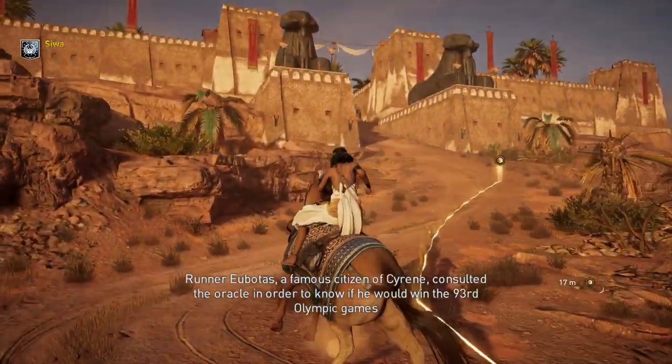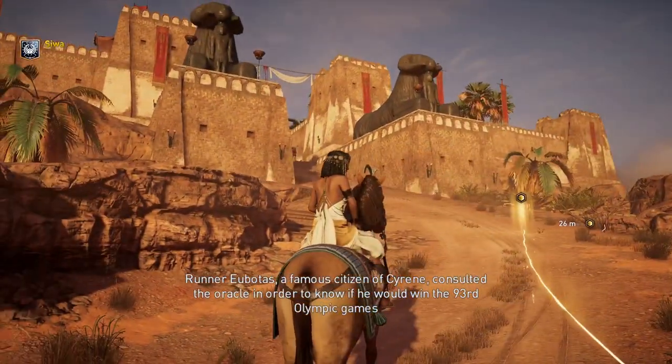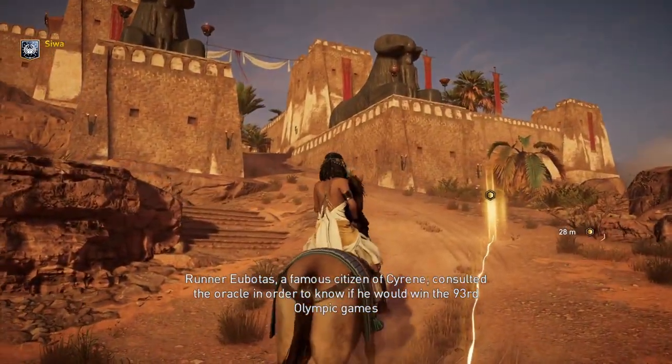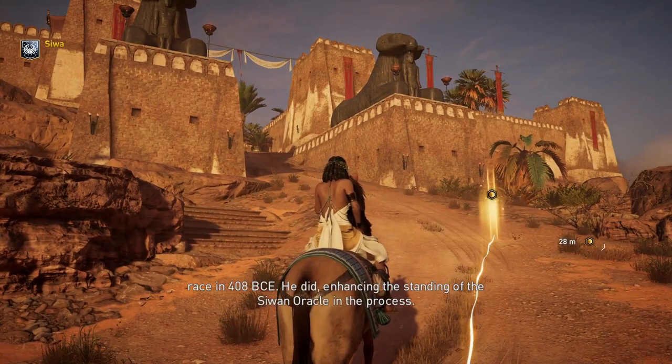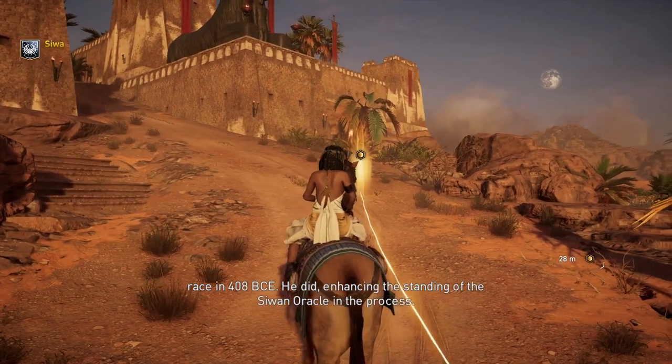Runner Eubotus, a famous citizen of Cyrene, consulted the Oracle in order to know if he would win the 93rd Olympic Games race in 408 BCE. He did, enhancing the standing of the Siwan Oracle in the process.